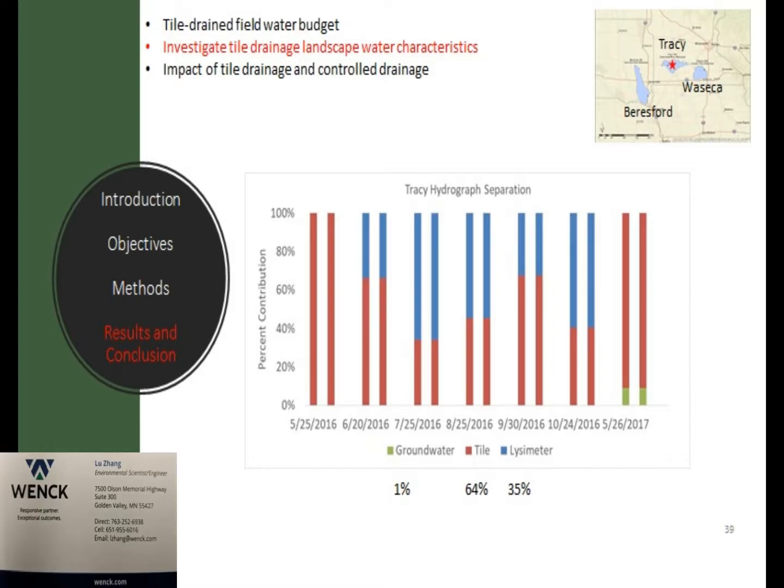So it looks like groundwater doesn't have a huge impact on this landscape. It's only 1% from the days that we picked. And tidal flow is at 64%. And estimator representing shallow groundwater subsurface flow is around 35% of the impact on the stream flow.